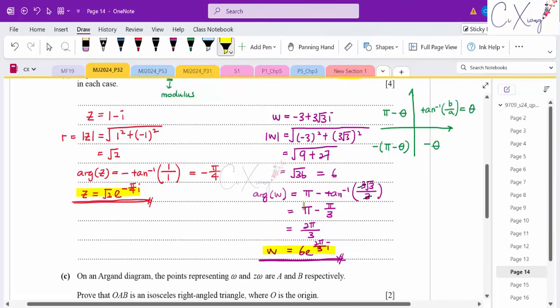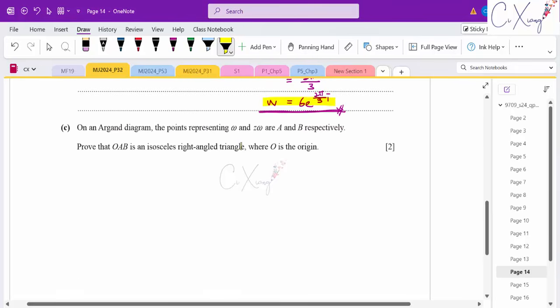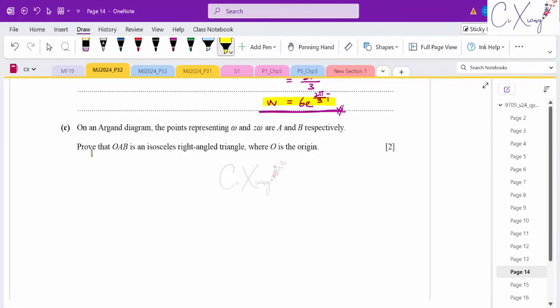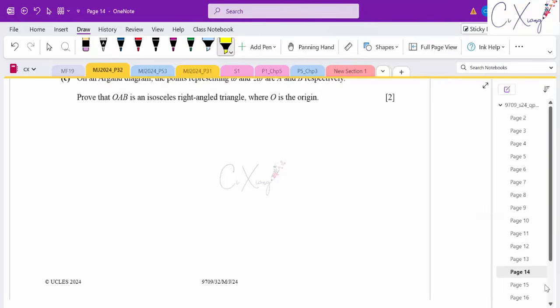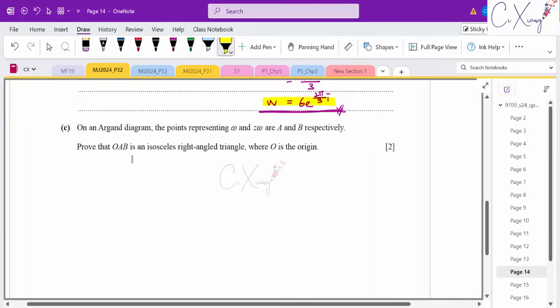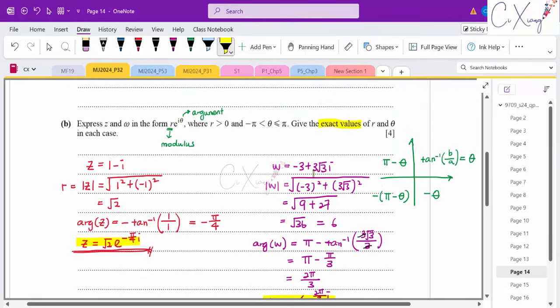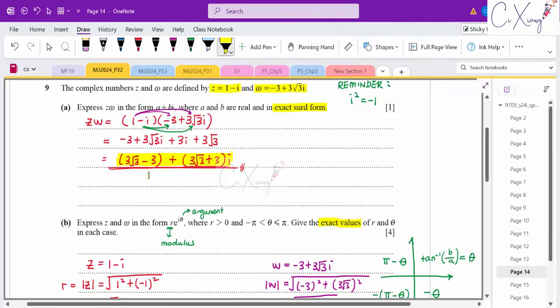Okay, so let's continue to part C. Okay, so for part C, on Argand diagram, the points representing W and also ZW are A and B respectively. So prove that the triangle AOB is an isosceles triangle where O is the origin. Okay, so for this part, let us figure out how to sketch the points here first, W and also ZW. Okay, so W is negative 3 plus 3 square root 3i. Then ZW is something that we got just now, right? So 3 square root 3 minus 3, and also this one.